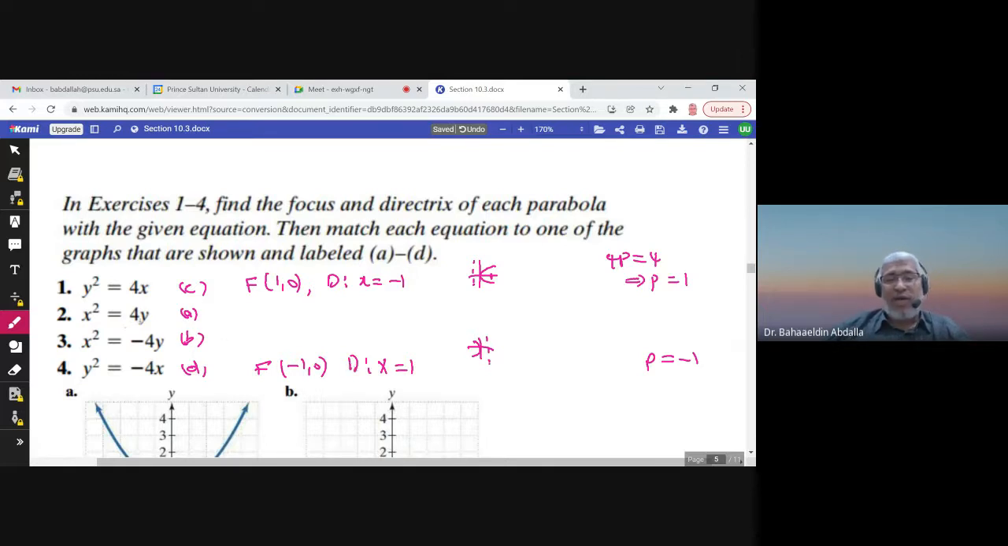Here, x squared, the graph opens upwards. And if the graph opens upwards, the focus has coordinates 0 and p, so 0 and 1, and the directrix will have the equation y equals -1. Here the graph opens downwards, so the focus is 0 and -1, which is p in this case, and the directrix has the equation y equals 1.